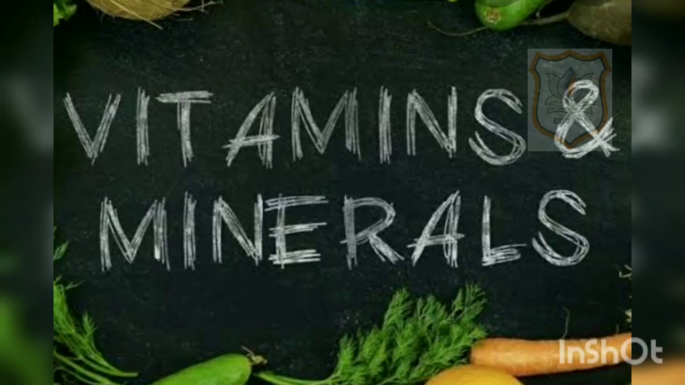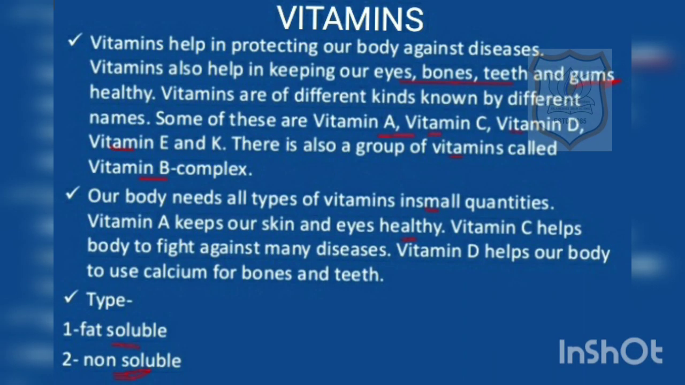Now coming to our next part, vitamins and minerals. Vitamins. Vitamins help in protecting our body against diseases. Vitamins also help in keeping our eyes, bones, teeth, and gums healthy. Vitamins are of different kinds, known by different names. Some of these are vitamin A, C, D, E, and K.